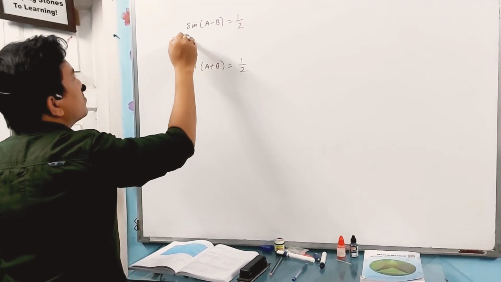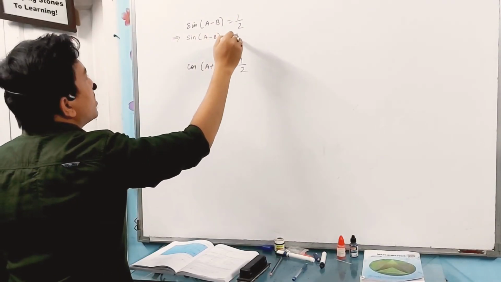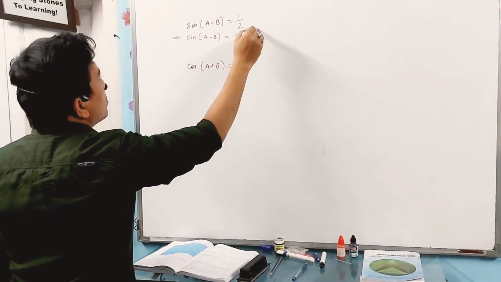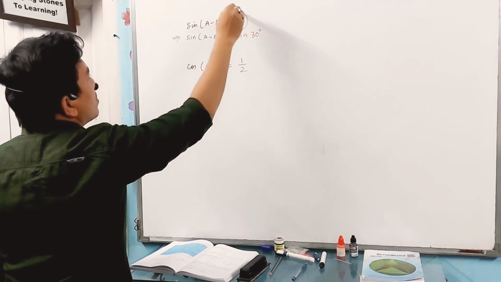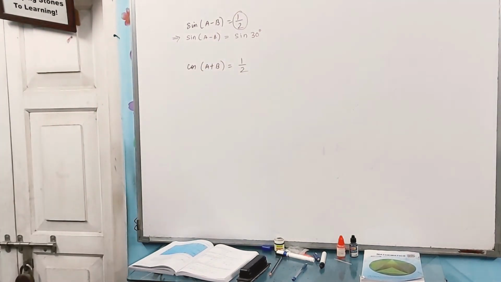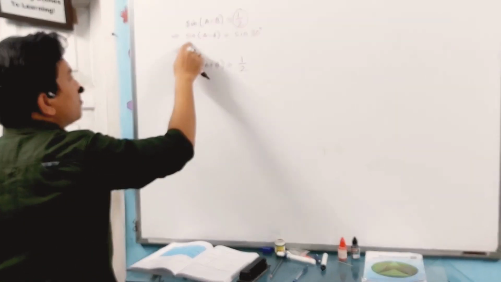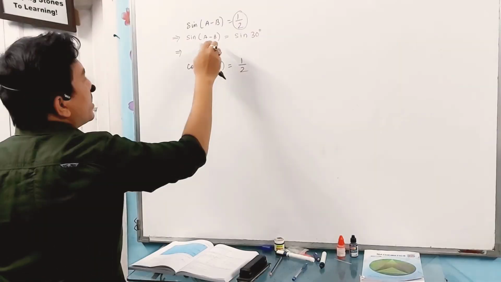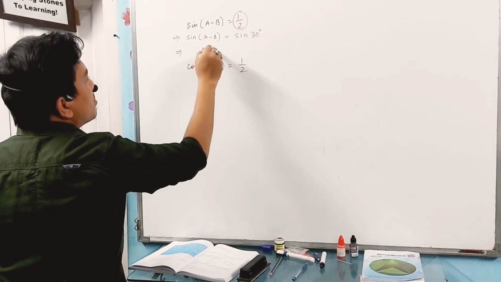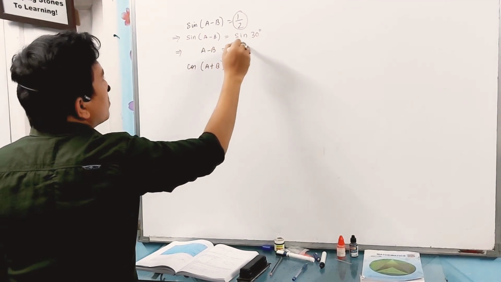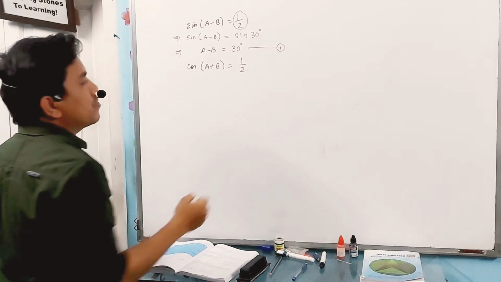Now, sine A minus B will be equal to sine 30 degree, I think, which is half. Isn't it? Sine 30 degree is half, yes. So now, since on both the sides we have sine, we can equate the angles. So A minus B will be equal to 30 degree. This is equation number 1.